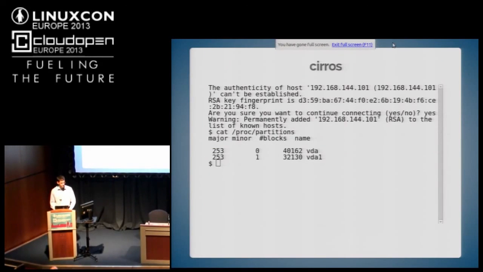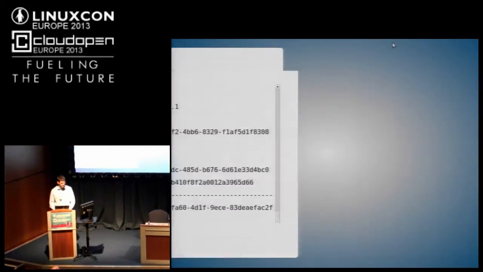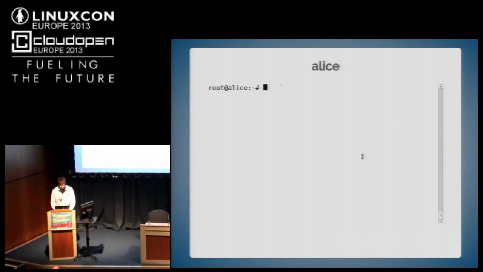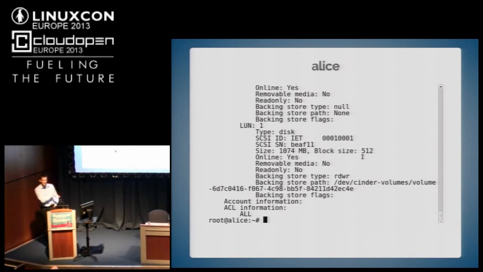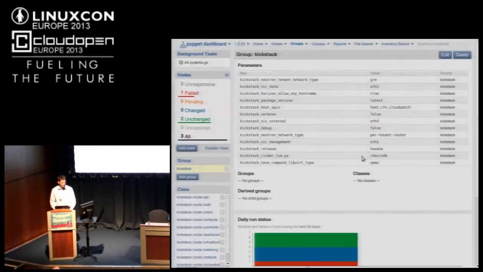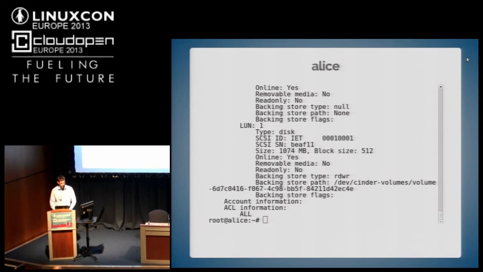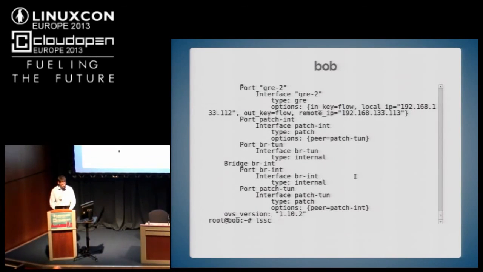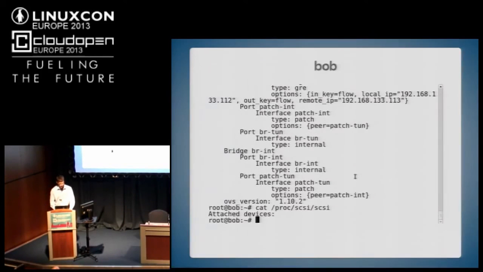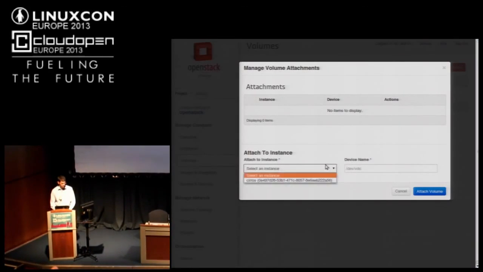Just in case you're curious, the way this is implemented is something that we can see on our node named Alice. If we take a look at tgtadm --mode target --op show, that is the volume that has just been created for us and exported as an iSCSI target completely automagically. And we should also, in fact, see that here. Oh, we don't have an lsscsi here. Oops. Let's do this. So there's nothing here as yet. And if we now go ahead and attach, we want to attach that to the Cirros instance as /dev/vdb.